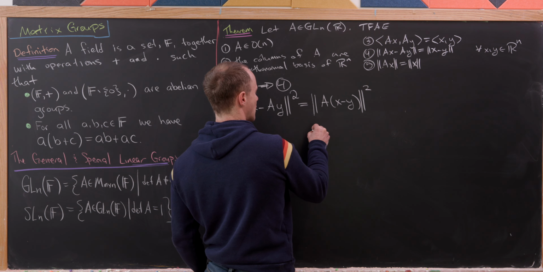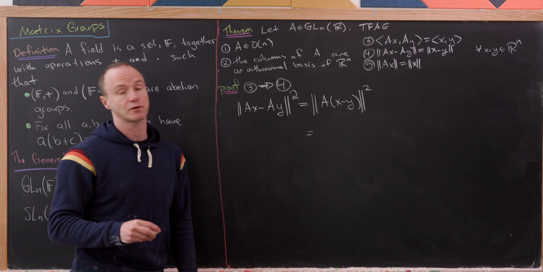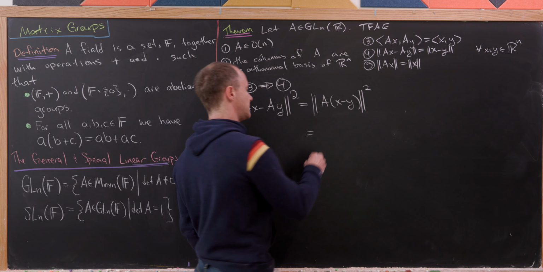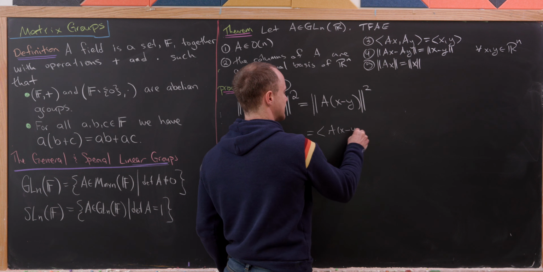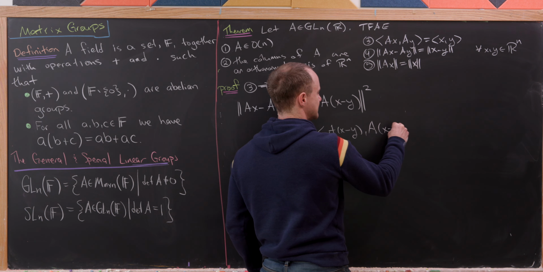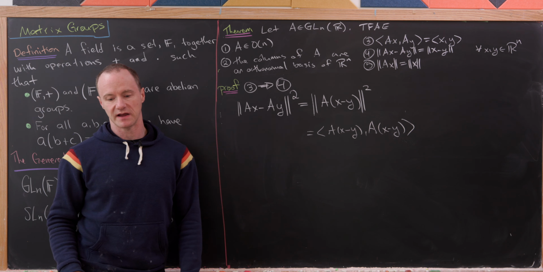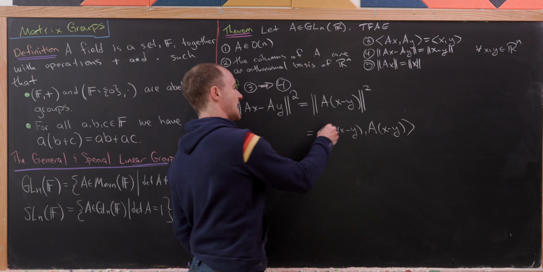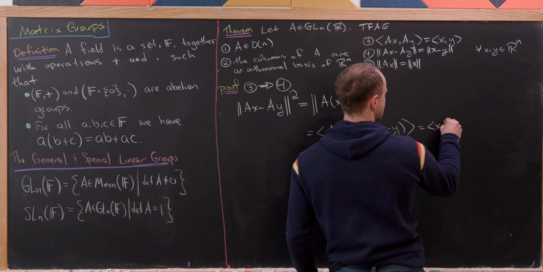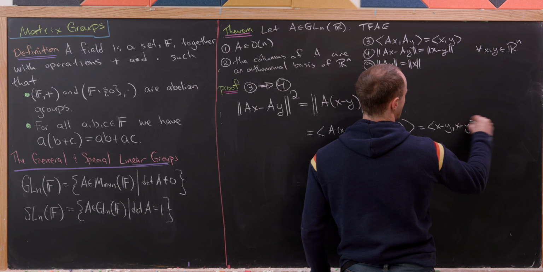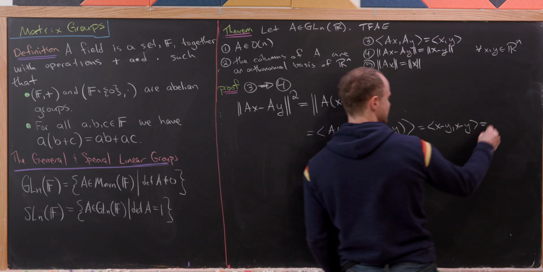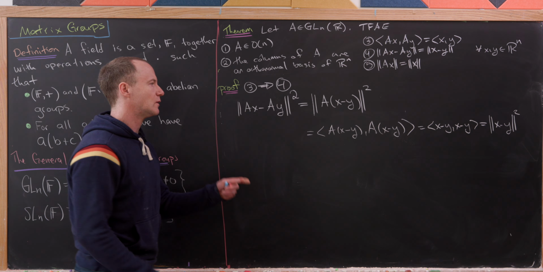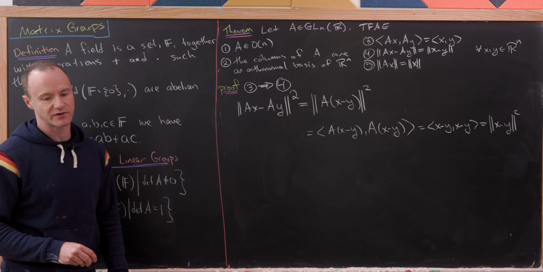But now the norm squared of a vector is the same thing as the inner product of that vector with itself. So that's going to be A times (x minus y) inner producted with A times (x minus y). Now we can use number 3 to essentially disappear those A's, and we'll have the inner product of x minus y with itself, which is the norm squared of x minus y. And now, taking the square root of both sides essentially gets everything done here.